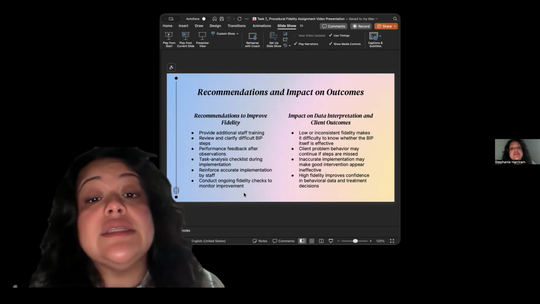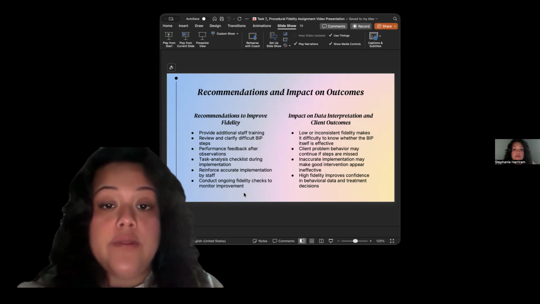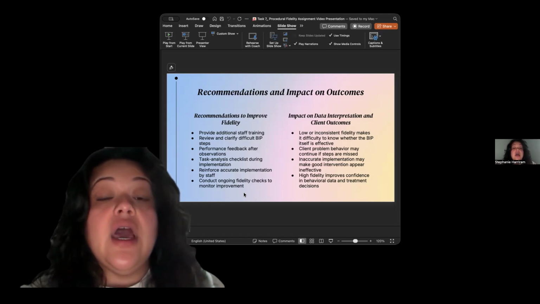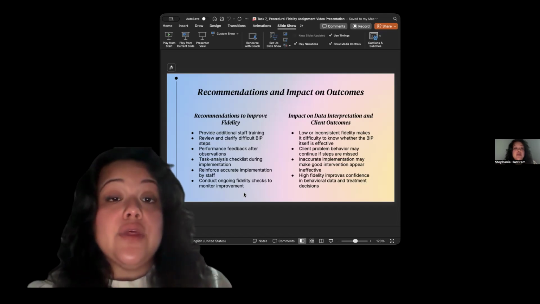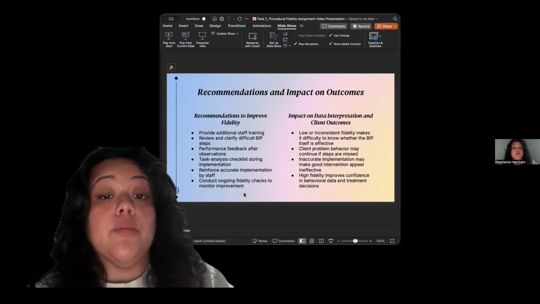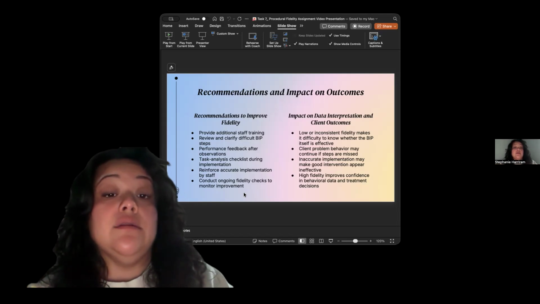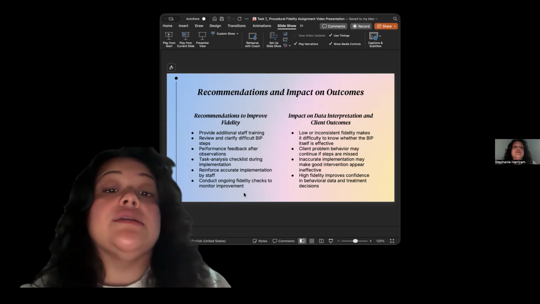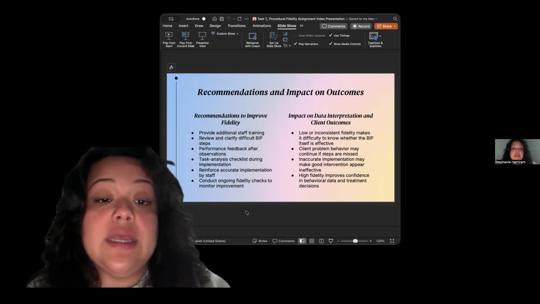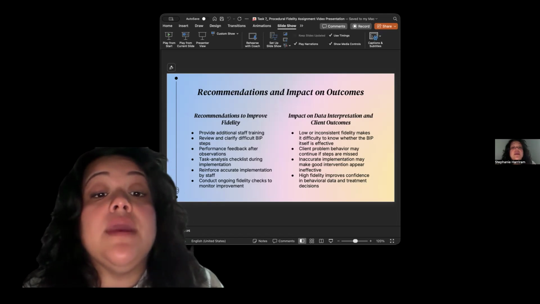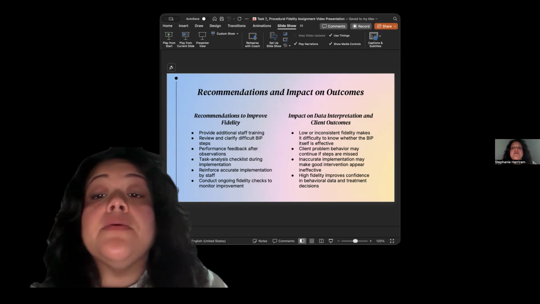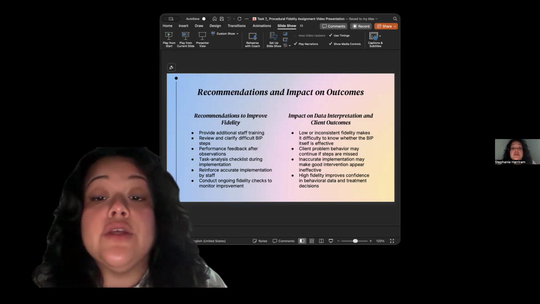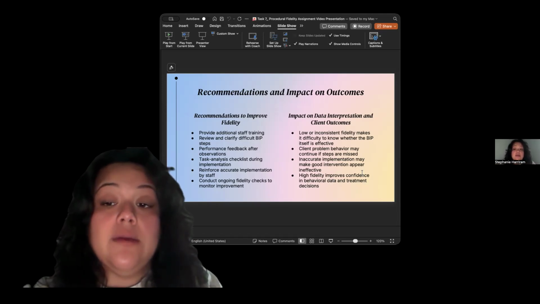So, inconsistent fidelity does make it difficult to know whether the BIP itself is effective. And also, client behaviors may continue if steps are missed. If the reinforcement is not being delivered appropriately, it may lower that client's motivation and may create problem behaviors because it's not being accurately implemented. An inaccurate implementation may make a good intervention appear ineffective. So, improving procedural fidelity improves both the treatment accuracy and client outcomes.